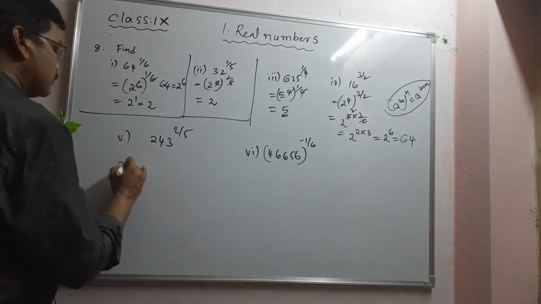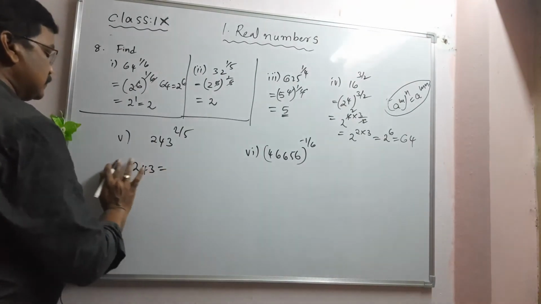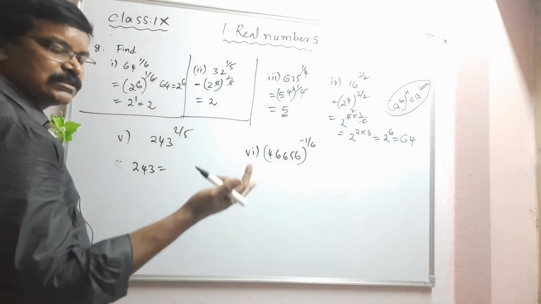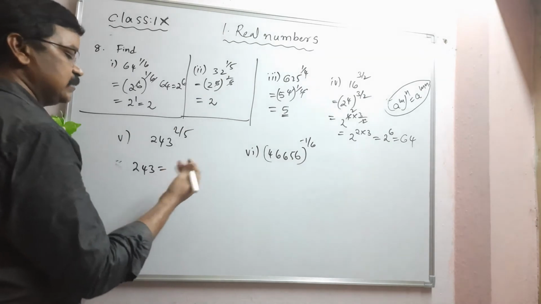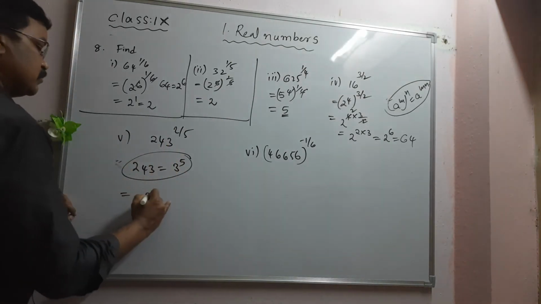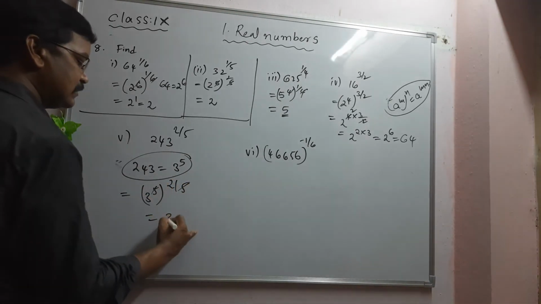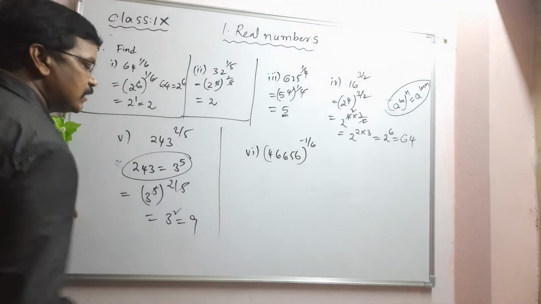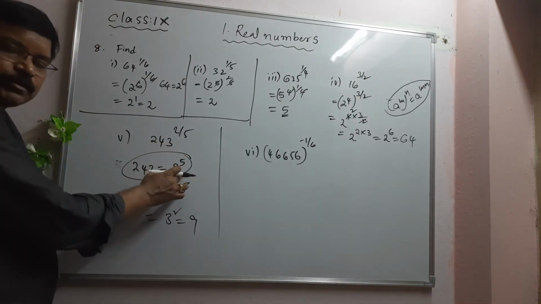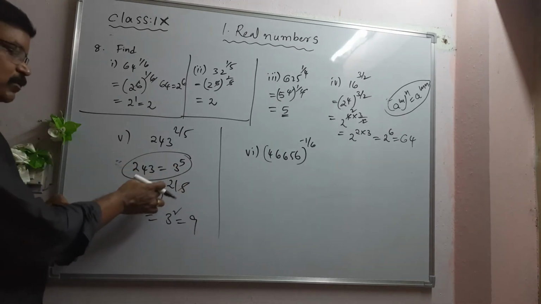Now coming to this sum, 243. This 243 can be written as: 3 3s are 9, 9 3s are 27, 27 3s are 81, 81 3s are 243. That means 3 to the power of 5. So this is 3 to the power of 5 whole to the power of 2 by 5. So 5 and 5 cancelled, 3 square is equal to 9. Let me repeat. 243 can be written as 3 to the power of 5. So instead of 243, we can write 3 to the power of 5.